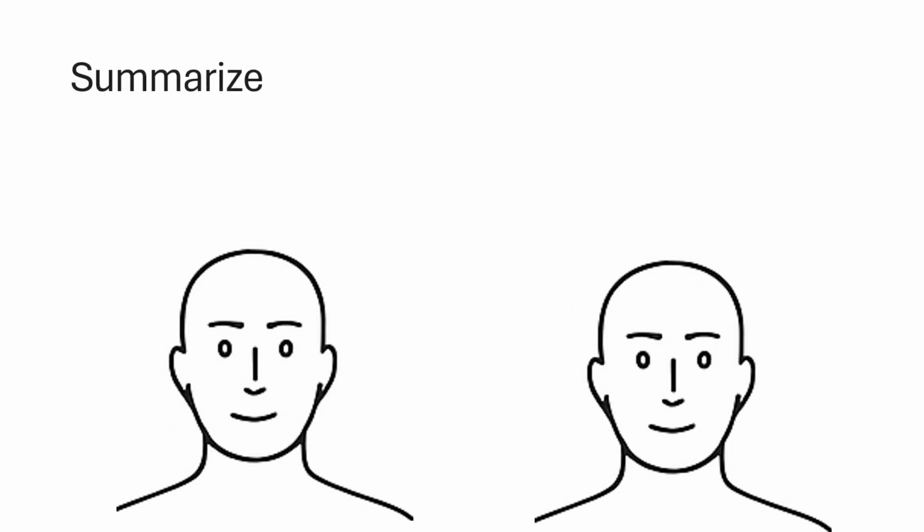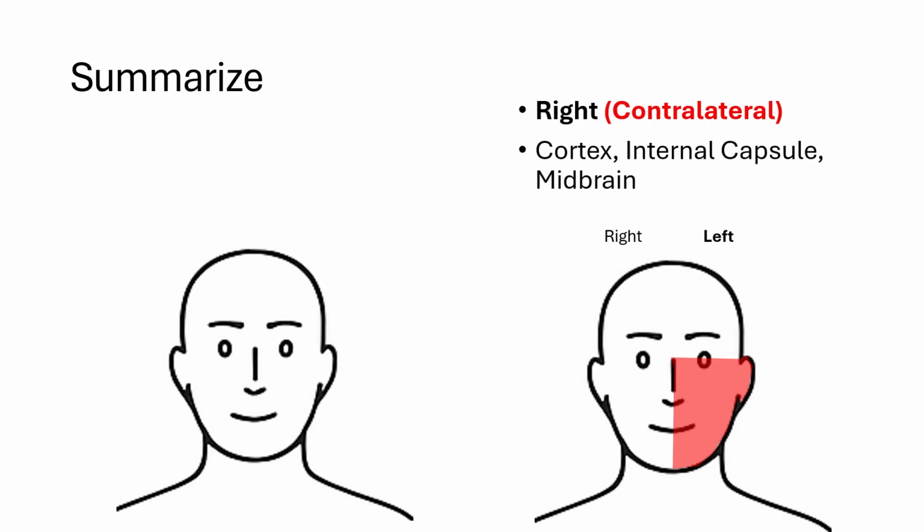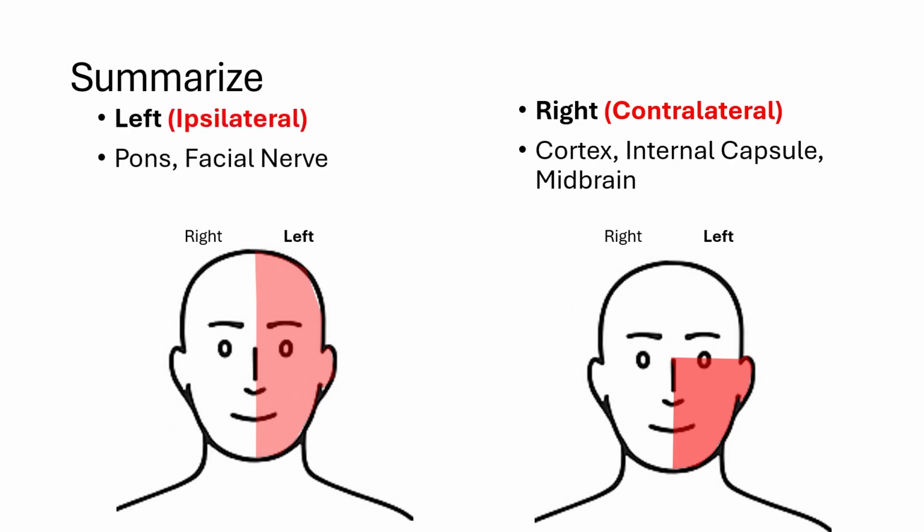Now, to summarize, if you have a left-sided lower part of the face involvement, then that means it's a UMN facial paralysis and the lesion is located in the right or in the contralateral side. It can be in the cerebral cortex, internal capsule, or in the midbrain. If you have a lesion in the left hemiface, then you are having an ipsilateral, that means the same side, pons or facial nerve involvement.